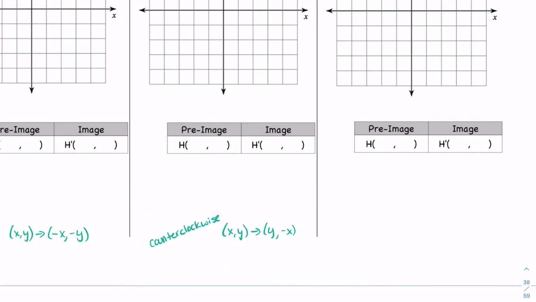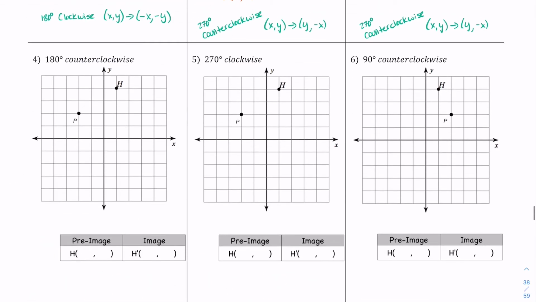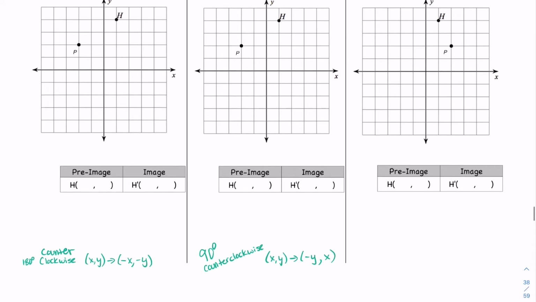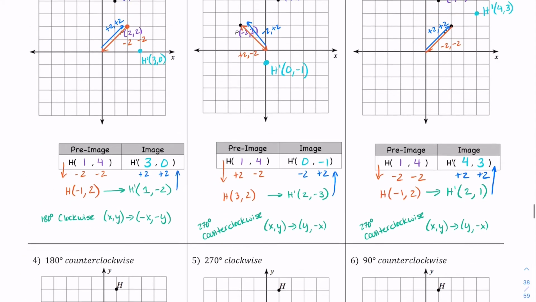Which means I need to change this to become negative y, opposite y, same x. And this, 90 degrees counterclockwise, is the same thing as 90 degrees counterclockwise.